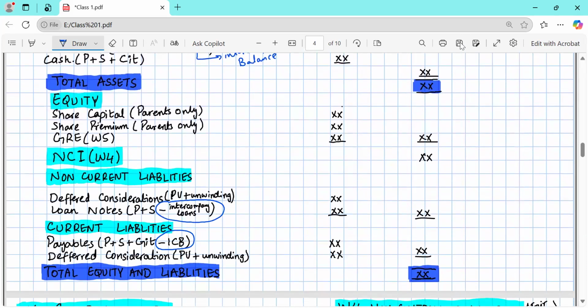Then comes the equity part. In the equity part, you first record share capital, and share capital of the parent company only. You will just record the share capital of the parent, not the subsidiary. Because the parent has controlled the subsidiary, and because you are showing a group impact, you just need to record what the parent's capital is, and what the parent's premium is. Then normally we add retained earnings, but here we will add group retained earnings.